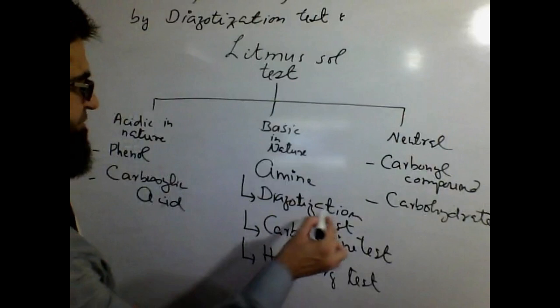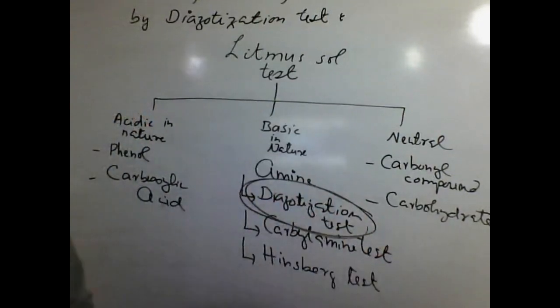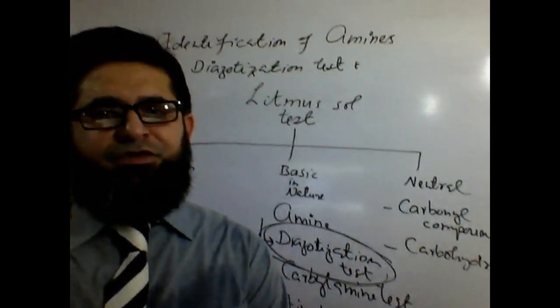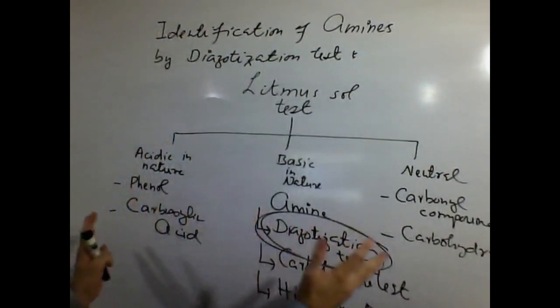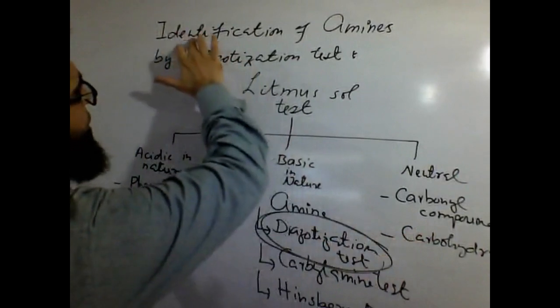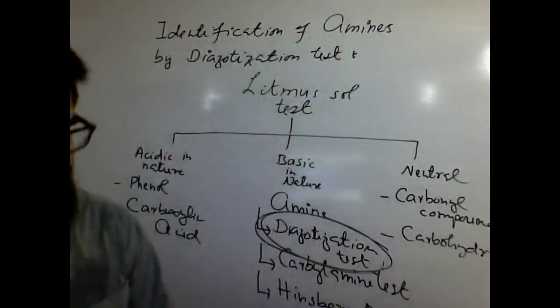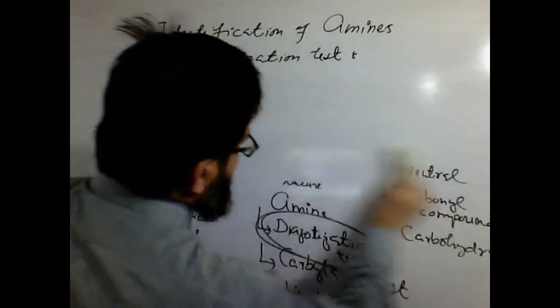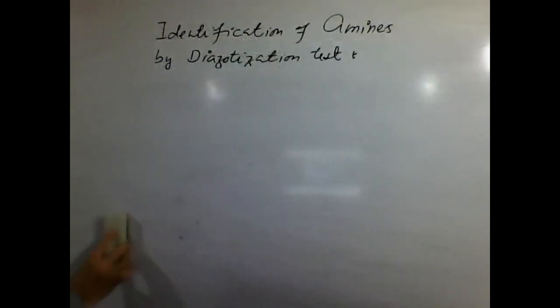Of all these tests, I'm going to explain the diazotization test that could be used for the identification of the given unknown amines. So this is the background why we are going to look into the identification of amines by the diazotization test. Once you perform the litmus solution test and it confirms the given compound is an amine, then you need to perform the diazotization test.